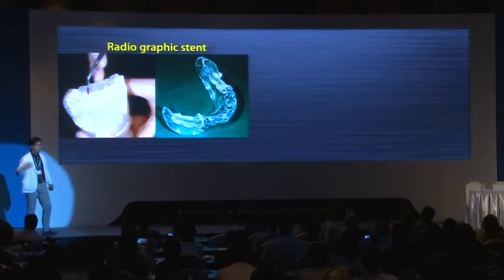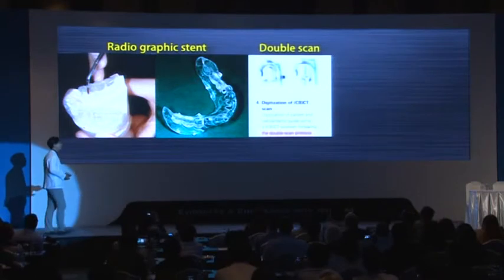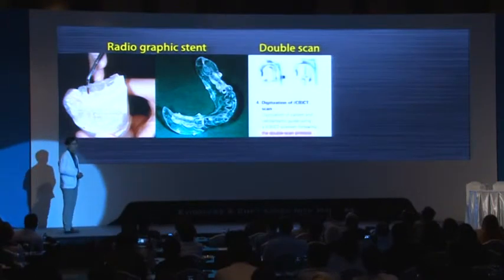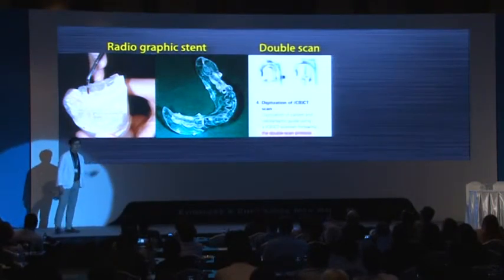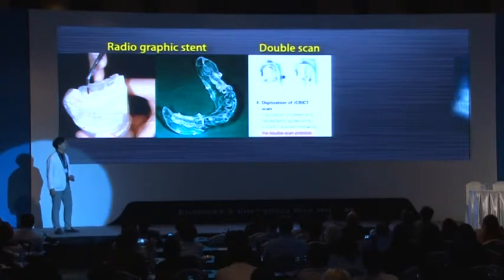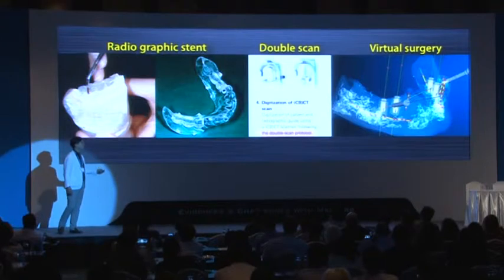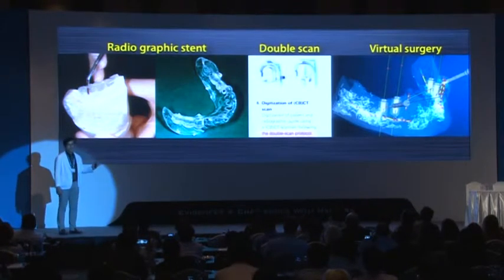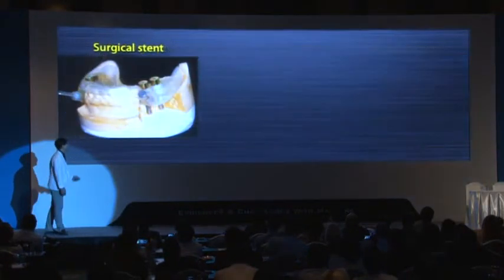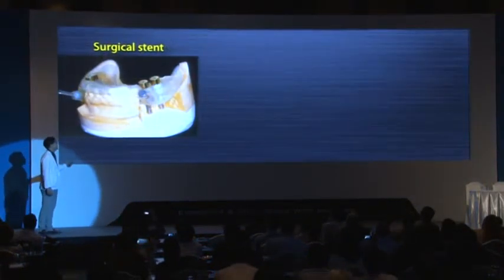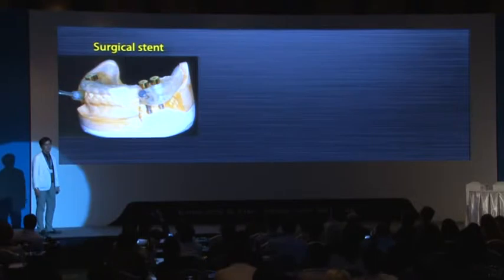After that, the patient visits again and takes a CT twice. They call this procedure the double scanning procedure. After that, using software, ours is R2GATE, they do the virtual surgery. After that, they make the surgical stent like this. Usually they make it by a manual method.